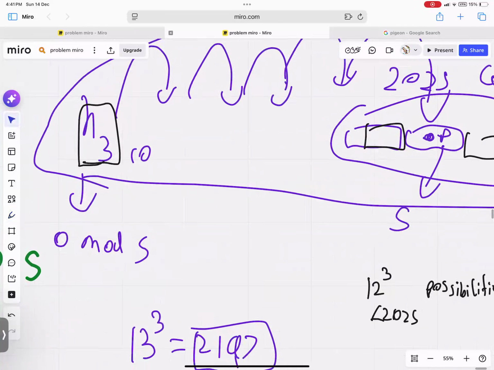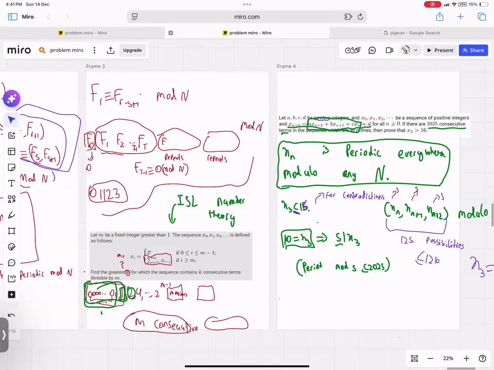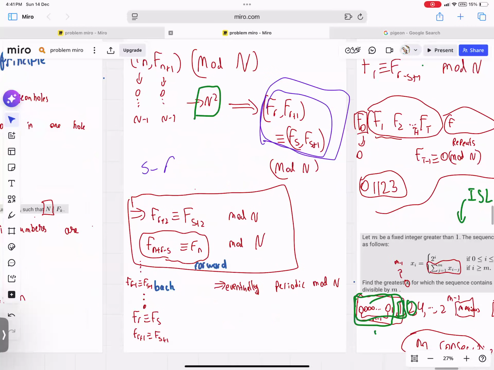Okay, so the point is, you got how it's eventually periodic now. So we can forward track over here. We have f of r plus 2 is f of s plus 2, and then we continuously go forward. So you have this block and this block, we go forward, and so on. Now we can backtrack at the same time too, and get that it's periodic everywhere, not just forward track.